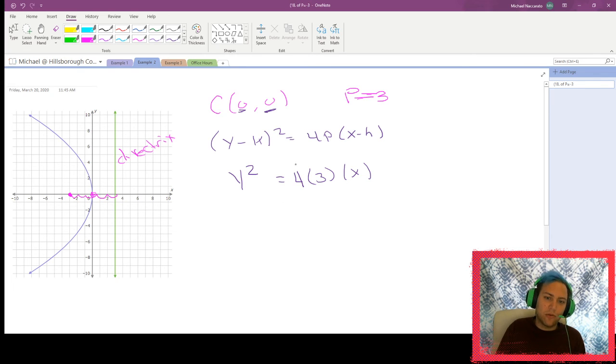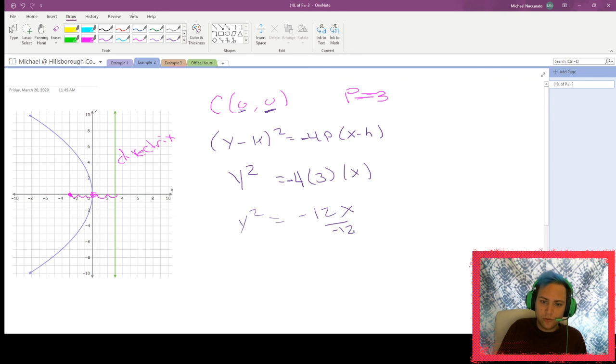do some simplifying here. One thing we have to be careful of, though, is because this graph is opening to the left, it tells me that this is going to be a negative 4p. Remember, if it opens up to the left or down, you have to make that negative. So always think about that before you put your answer into the problem. So when I go ahead and simplify here, I get y squared equals negative 12x.